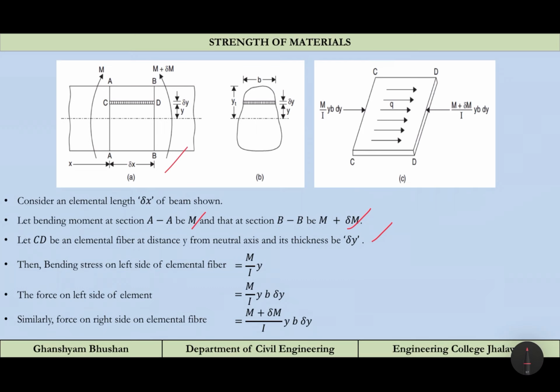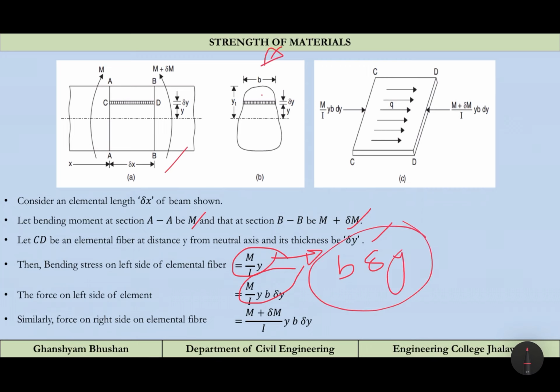Bending stress on the left-hand side of the elemental fiber is M y by I, and if we convert it into force, the area is b into del y. You can see here this is b and del y is the thickness, so the area will be b into del y. So this will become the force. Similarly, the force on the right-hand side will be M plus del M by I into y; only the moment is going to change because del x is very small.